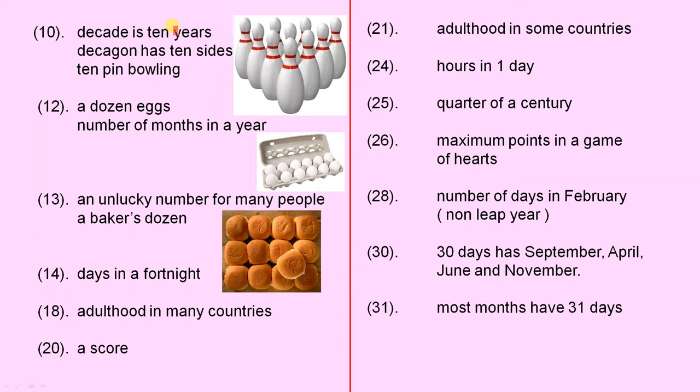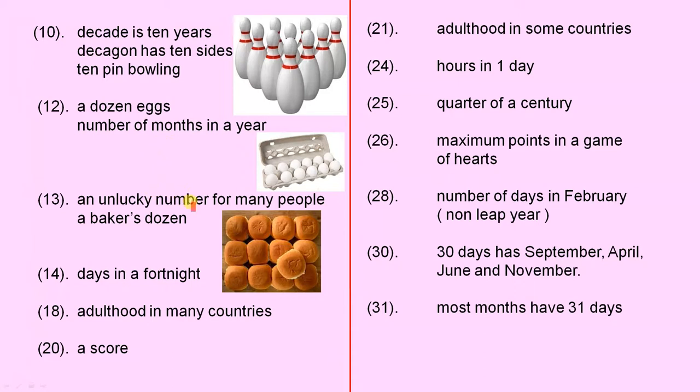10. A decade is 10 years. A decagon has 10 sides. Or 10 can be associated with 10-pin bowling, because you've got 10 pins. 12. A dozen eggs. That's a dozen. Number of months in a year.